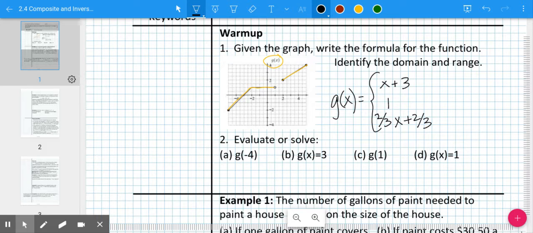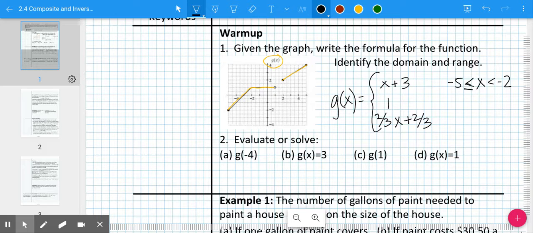The other part of what you have to do is you have to set the restraints for the domain for these. So the left function starts at an x value of -5 and ends at an x value of -2. Notice the -5 is included, so I'm going to go ahead and underline that inequality symbol.